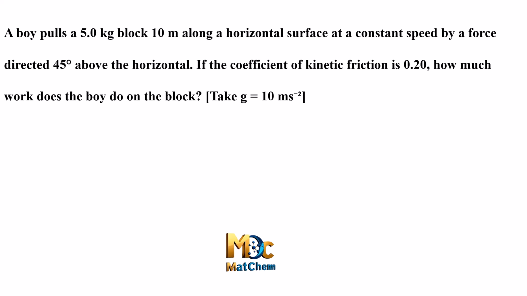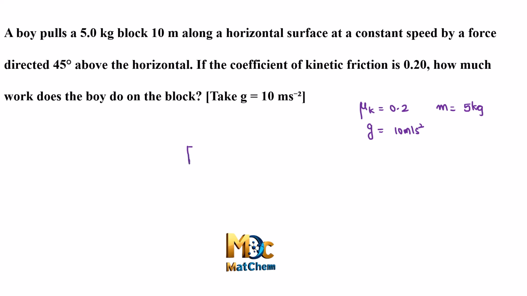So basically they have given you the coefficient of kinetic friction, mu k, equal to 0.2. They're telling that acceleration due to gravity can be taken as 10 meter per second square. The mass of the object is given as 5 kilogram, and we are displacing the object along the horizontal direction by 10 meter. The force is applied at an angle of 45 degree.